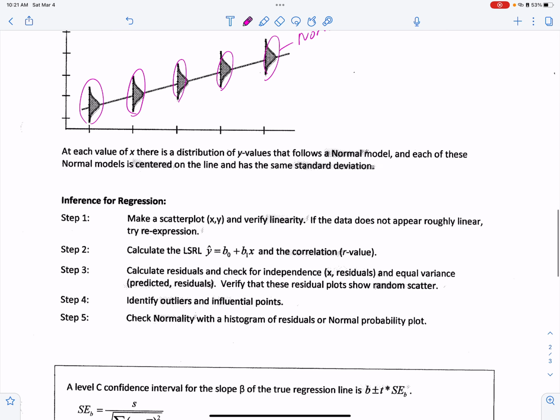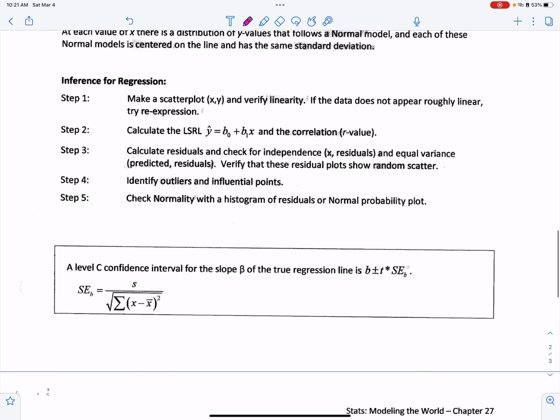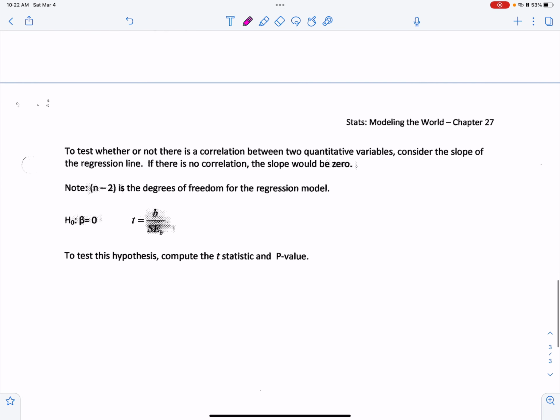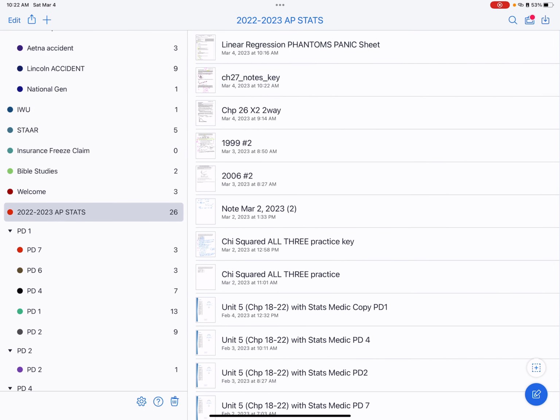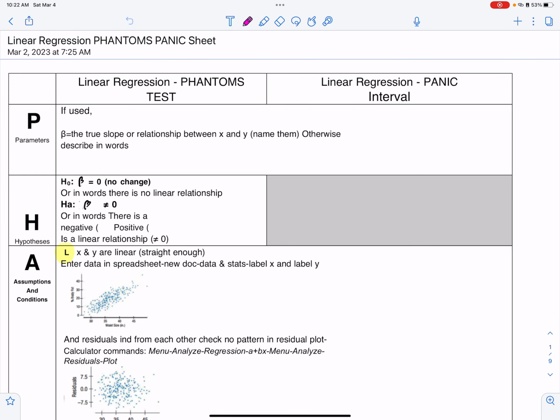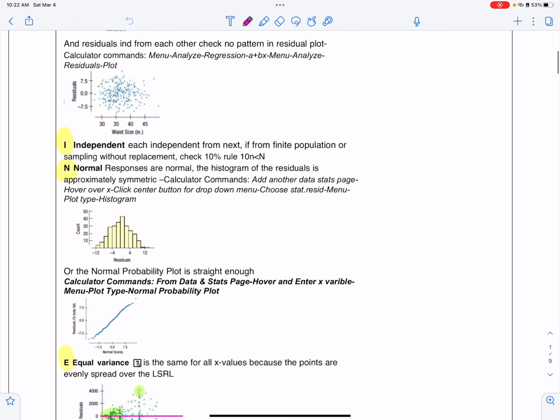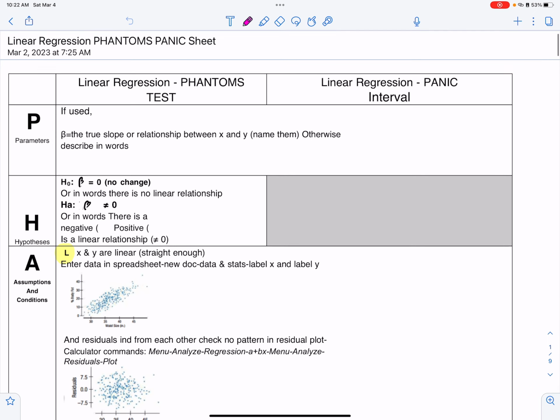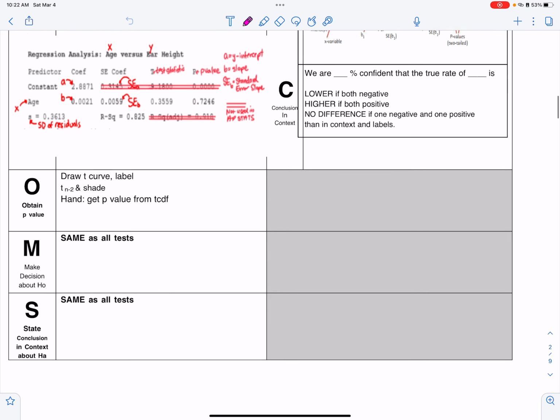Okay, so to be able to do this, I'm going to show you from our linear regression Phantom's Panic. So I gave everyone one of these here, and I'm just going to walk us through it once I go through the data. So let me just backtrack and look at the data here.